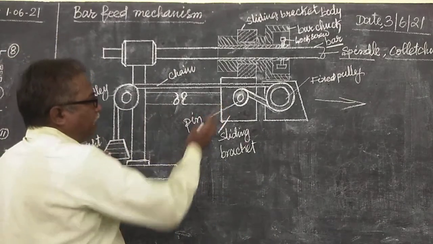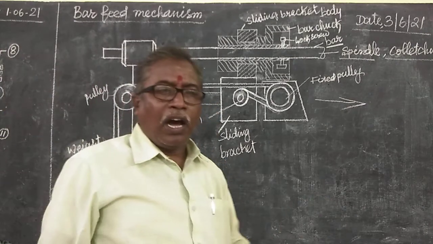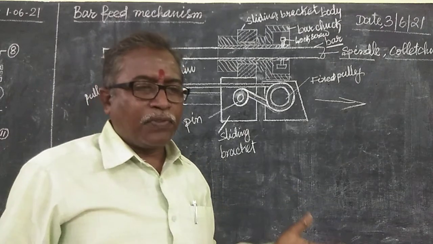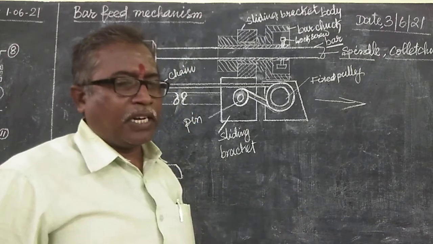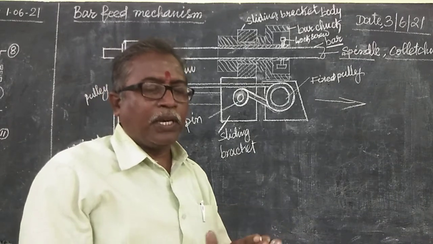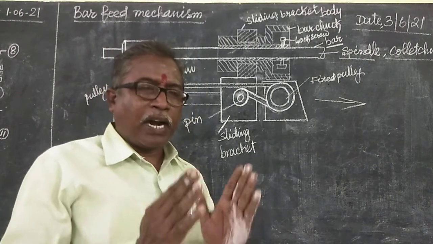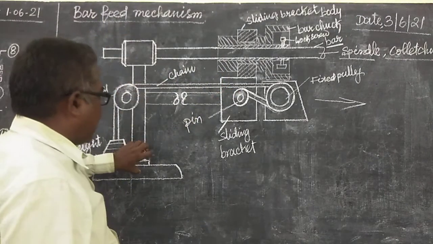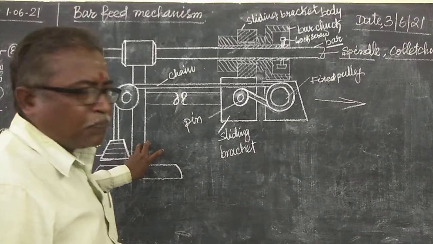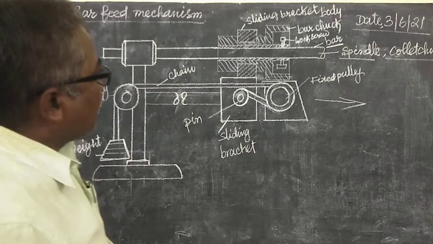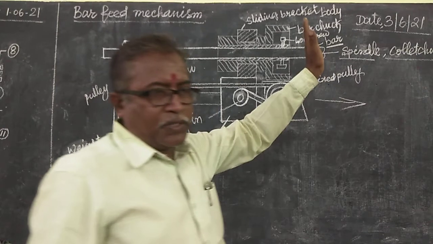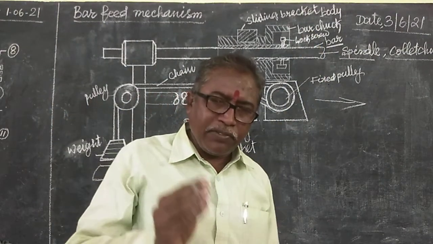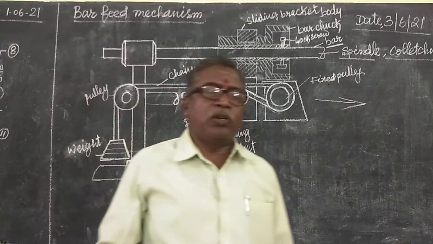The connection is given. That figure is in your book. Already I kept the information in the WhatsApp, if you are not opening the book. You see that carefully by seeing the figure. The part numbers are given. I wrote everything here. This is the stand. The stand I did not mark. So there is a bush inside. So like this, the rod is fixed. So this is the bar feed mechanism. The same way, the turret feed mechanism also.